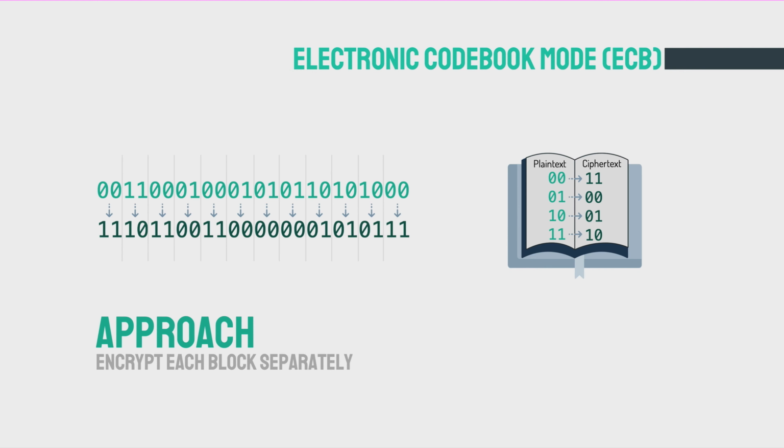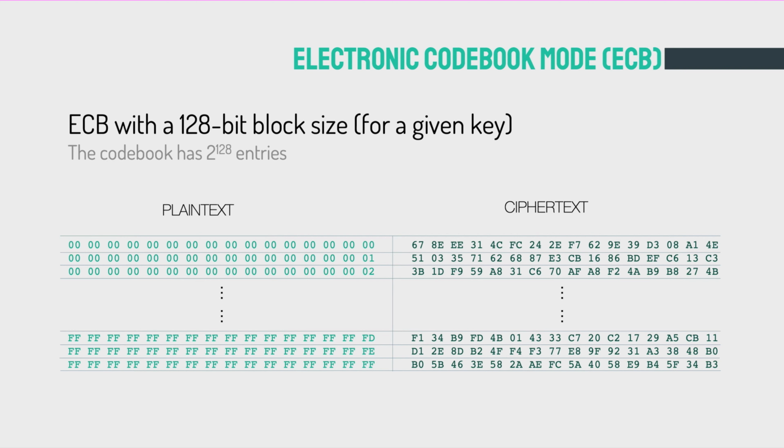Now, if you were doing this with a 128-bit block, your codebook would have 2 to the 128 different entries. This codebook is so large, you could never write it down on paper. In fact, 2 to the 128 is starting to get close to the number of atoms in the observable universe. So there is no actual codebook, it just effectively exists through the encryption function.